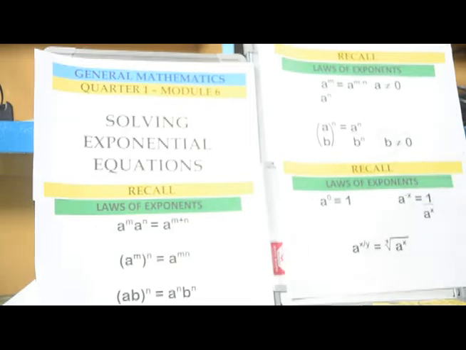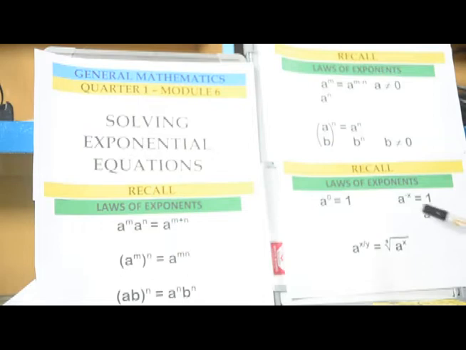Also, the fourth law of exponents. Then what about this law of exponents here? A raised to the power of 0 is automatically equal to 1. That means any real number raised to the power of 0 is equal to 1.